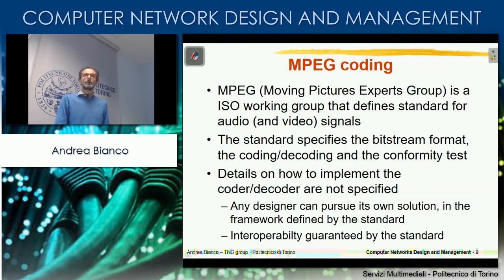So the standard should be written in such a way as to avoid making it impossible to have this competition among different products. The standard is there only to guarantee interoperability. Regardless of whether I'm using coding developed for Android or coding developed for the iPhone, we should be able to speak in any case, and that's what the standard really fixes.